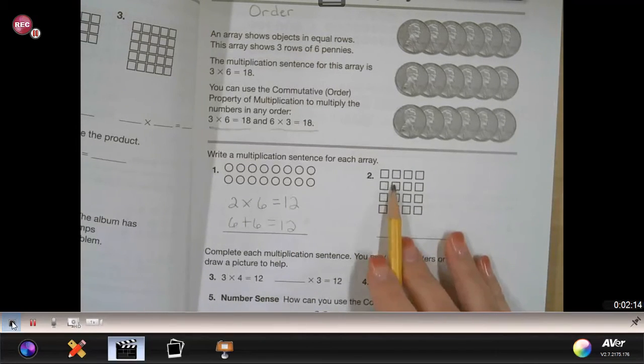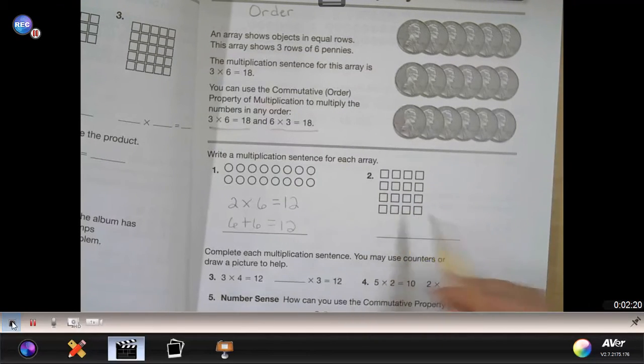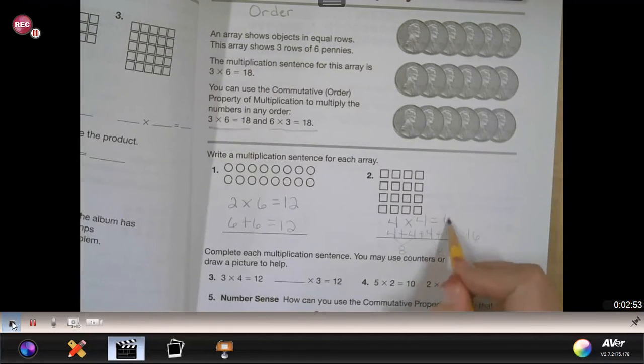Same thing with our problem here. We have 1, 2, 3, 4 rows. We have 4 in each row. So when we write our addition sentence, it's going to be 4 plus 4 plus 4 plus 4. 4 groups of 4. And when we add those 4 groups of 4, 4 plus 4 is 8, 4 plus 4 is 8, and 8 plus 8 is 16. So our 4 groups of 4 are going to be 16.